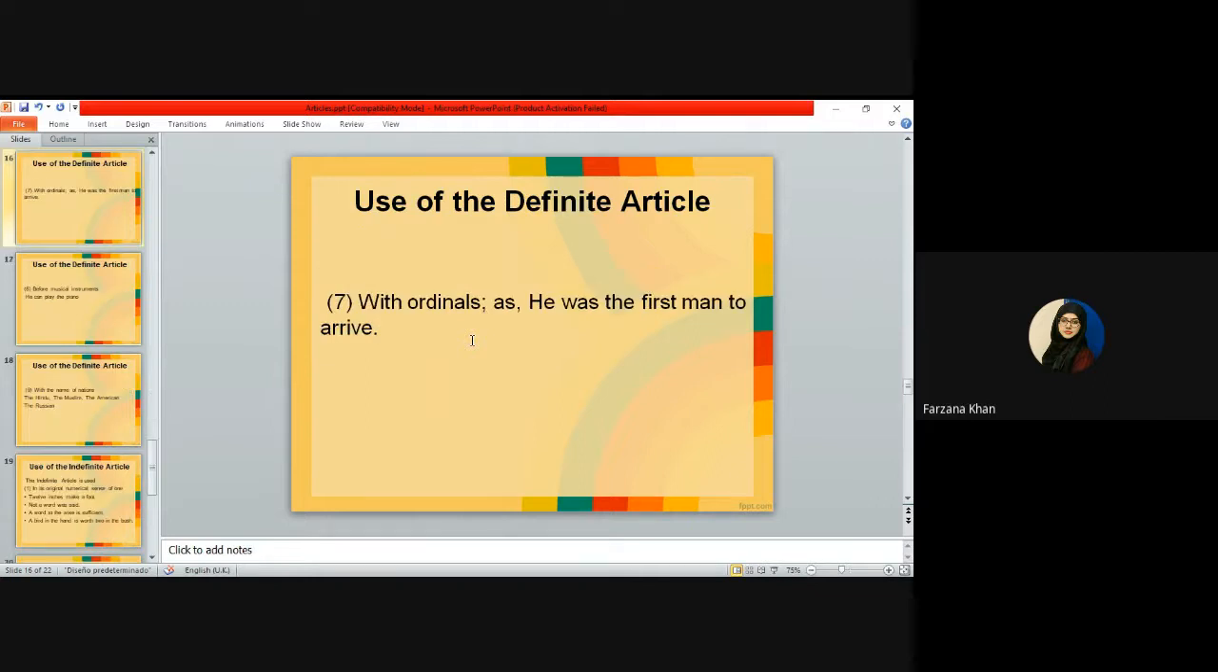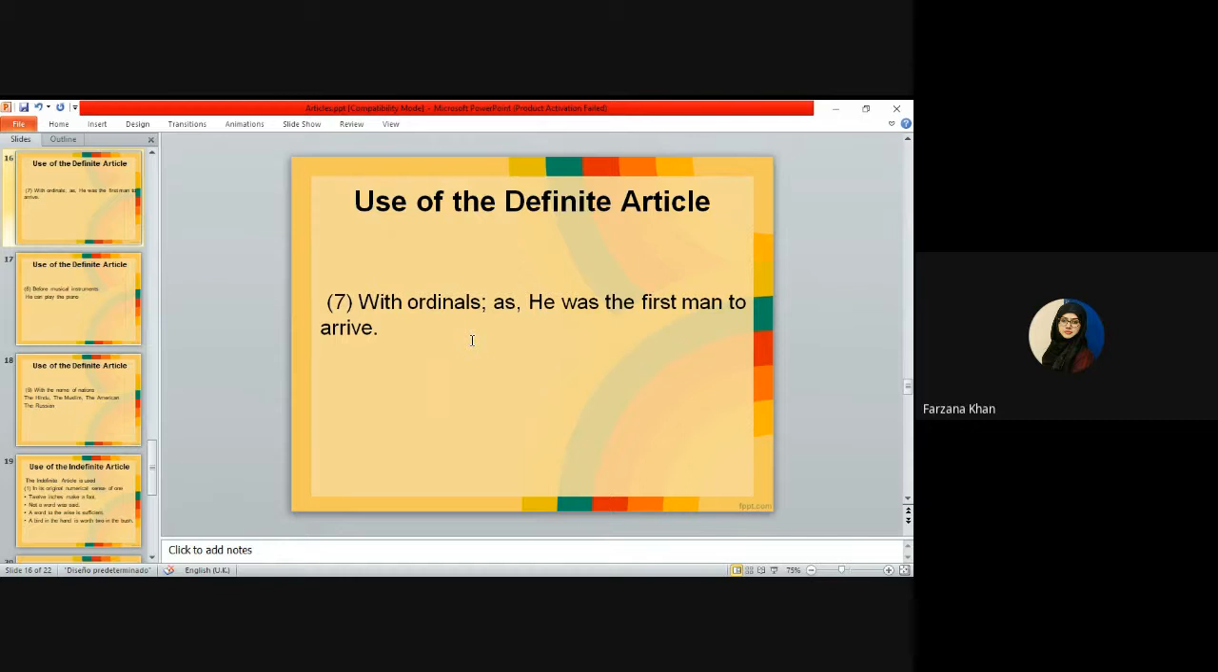And rule number 7 is that every ordinal requires a definite article. So what are ordinals? Ordinals are first, second, third. Whenever you say "the first student entered the class," you always use "the first" because first is only one specific, particular. The first prize, you got the first prize, he got the second prize, she got the third prize. So first, second, third always require a definite article because these are ordinals.